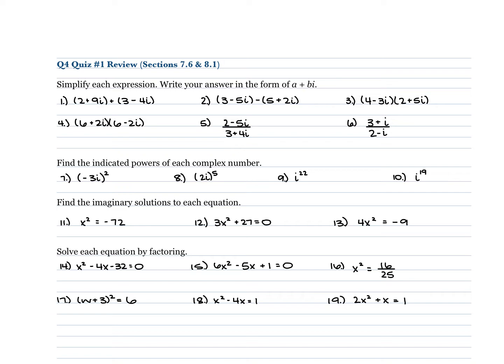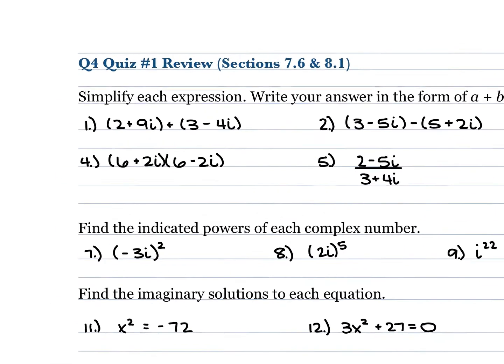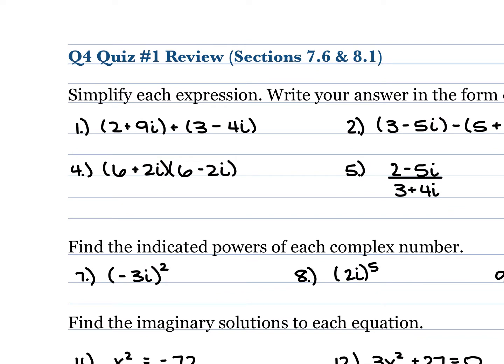So, if we look at number 1, you have 2 plus 9i plus 3 minus 4i. Since there's addition between these two, you can just get rid of the parentheses and combine like terms. And remember to put your answer in the form a plus bi. So you combine the 2 with the 3. That gives us 5. Then the 9i and the negative 4i give us positive 5i. So that's just 5 plus 5i.